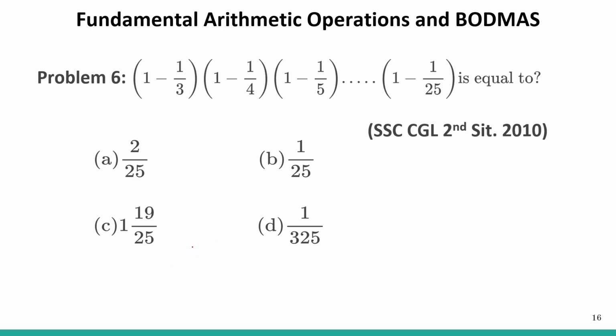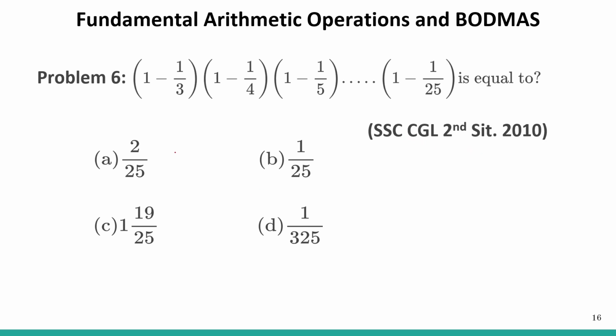So problem number 6 asks us to simplify a multiplication of 25 terms, 25 not 22 terms. Here you can see the first term 1 minus 1 by 3, then the second one is multiplied with 1 minus 1 by 4, then it is multiplied with 1 minus 1 by 5, and so on up to 1 minus 1 by 25. Let's see whether its answer is 2 by 25 or 19 by 25 or 1 by 25 or 1 by 325. This question has appeared in second sitting of 2010 SSC CGL exam.